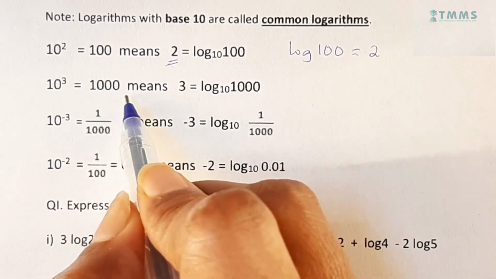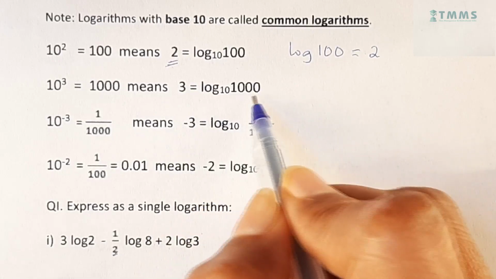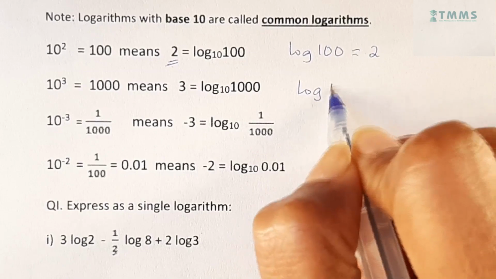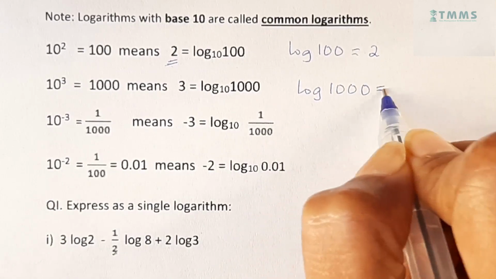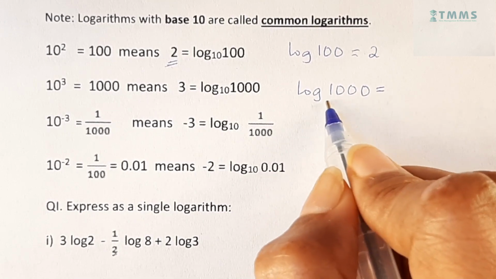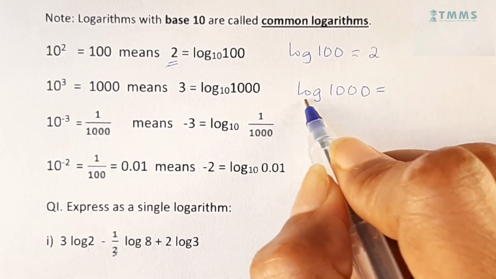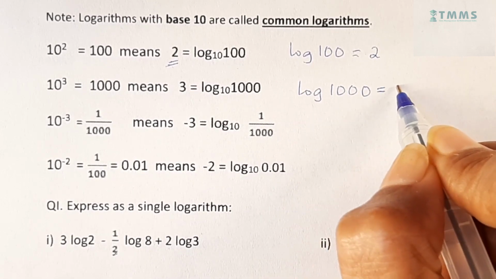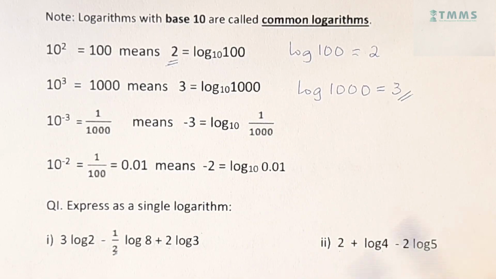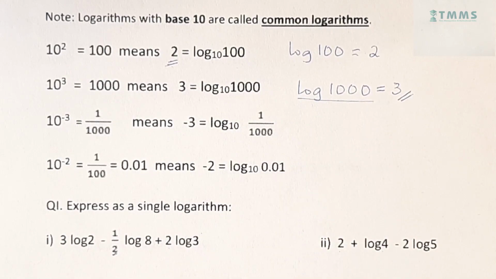10 to the power 3 is 1000. So 3 is the index. So 3 becomes equal to log of 1000 to the base 10. And so if you are told just log 1000, it means it's a common logarithm. So that is tip number 2. When there is no base written, it means it is common logarithm. And so log 1000 is equal to 3. So anytime you have a value given as 3, for 3 you can substitute log 1000.